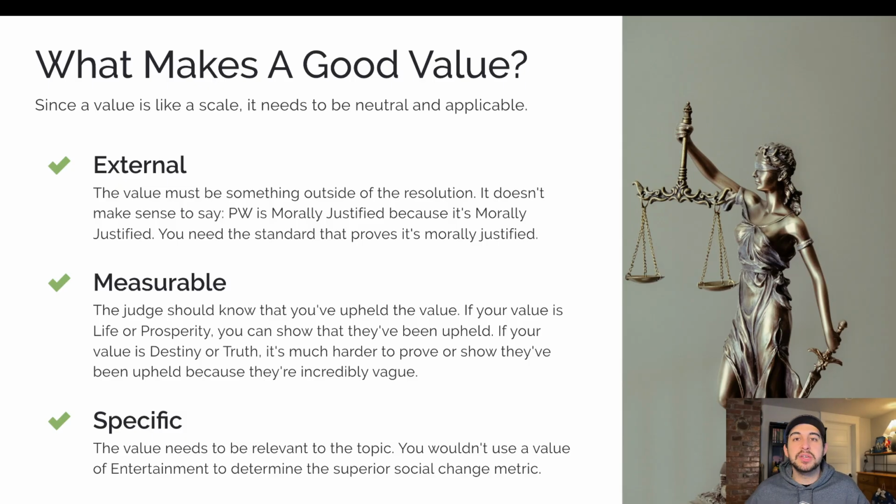So to recap, values need to be external, they need to be outside of the resolution, or else you're going to have circular logic. They need to be measurable. I need to be able to see whether or not the value has been met, whether or not my side of the resolution actually achieves the value. And of course, it needs to be specific. It needs to be relevant to our topic.